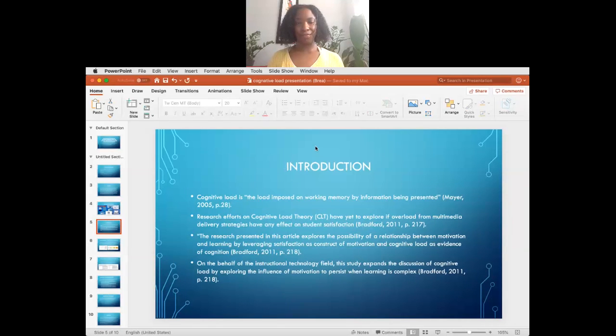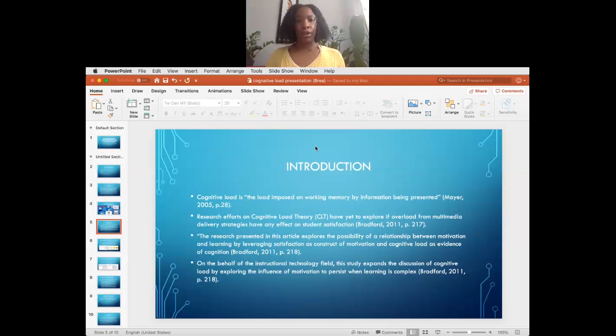Introduction. Cognitive load is defined as the load imposed on working memory by information being presented. It is important to define this concept before we go further.